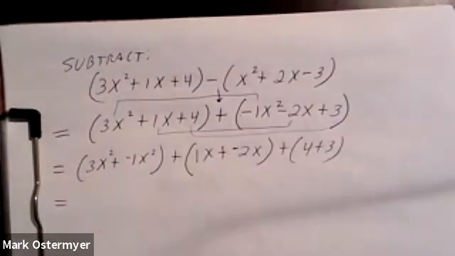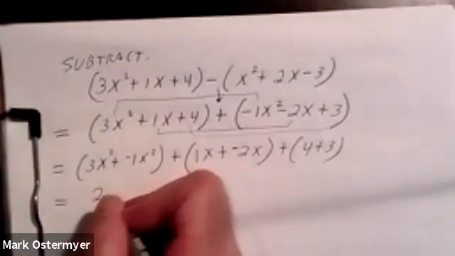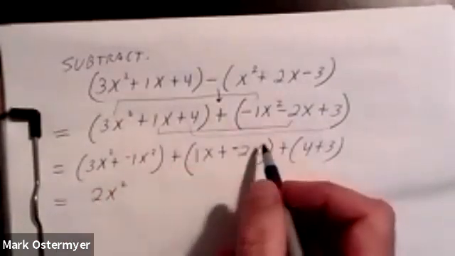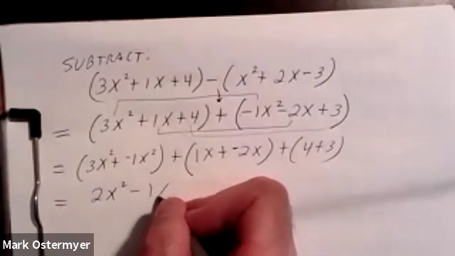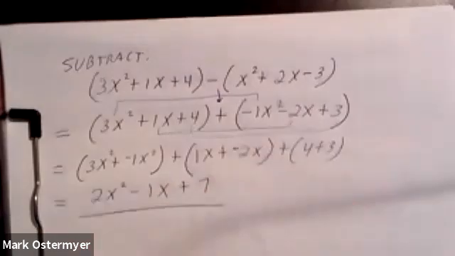Therefore, 3x squared plus a negative 1x squared is going to be 2x squared. 1x plus a negative 2x is minus 1x. 4 plus 3 is 7. Ladies and gentlemen, that would be the difference between those two trinomials there.